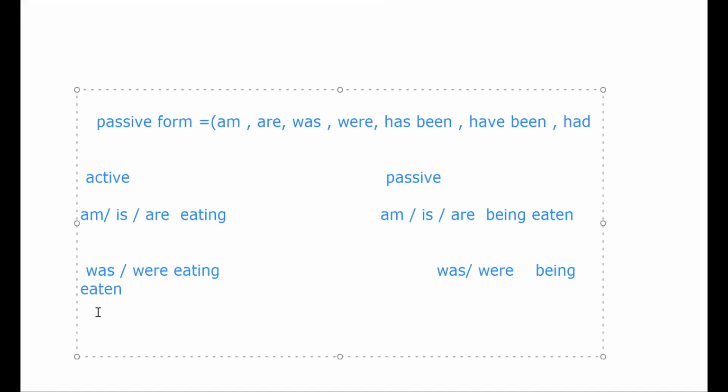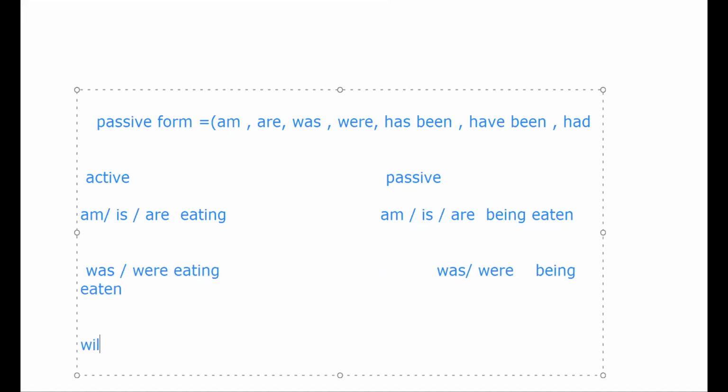Okay. Now, what about future continuous? Will be eating. This is future, isn't it? Present continuous, past continuous, future continuous. Now, remember this, guys. There is no passive form for future continuous. Remember, you cannot change it. Now, remember this.